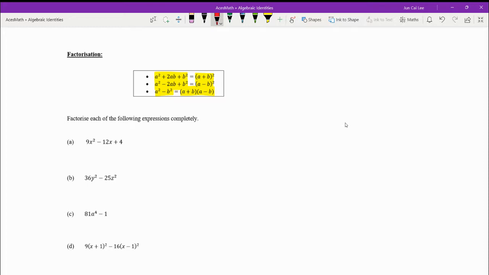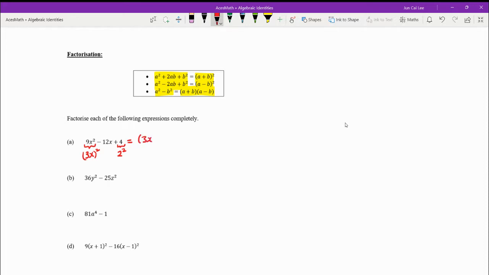So in this case, 9x squared minus 12x plus 4, you need to factorize this completely. The first thing that we observe over here is that there are two perfect squares, namely 9x squared, and that is your 3x squared. And the last term, 4, is a perfect square, which is 2 squared. So onus is on you to check whether the middle guy, the 12x, can be written in the form 2ab or not. So in this case, let's verify.